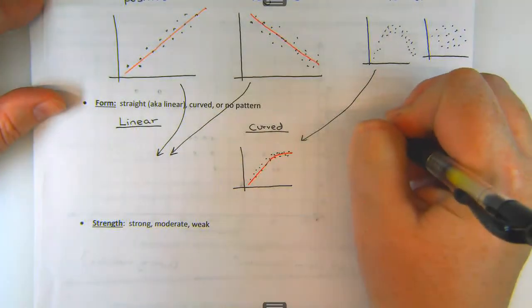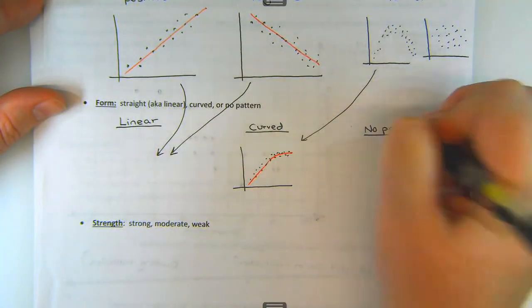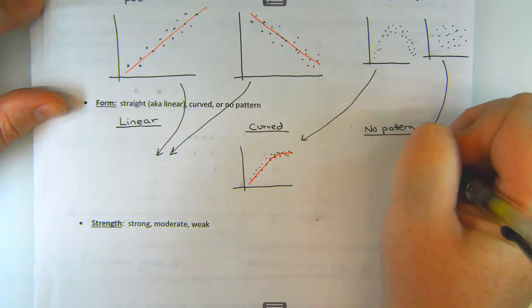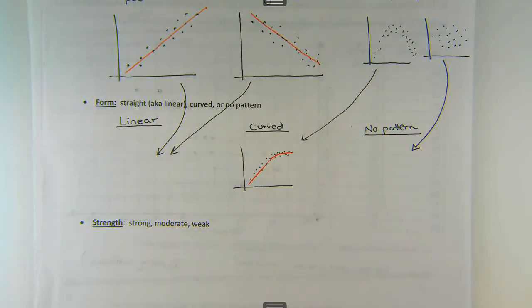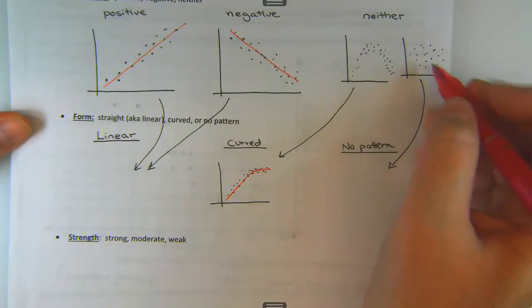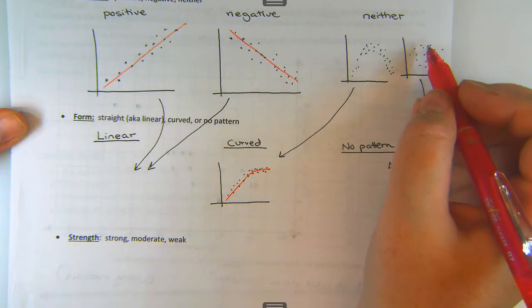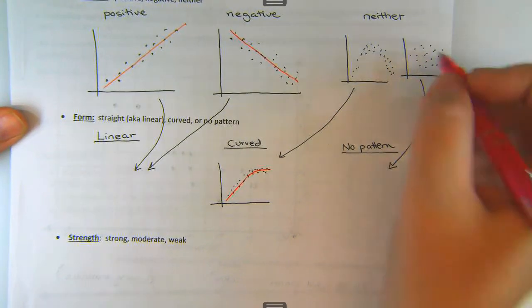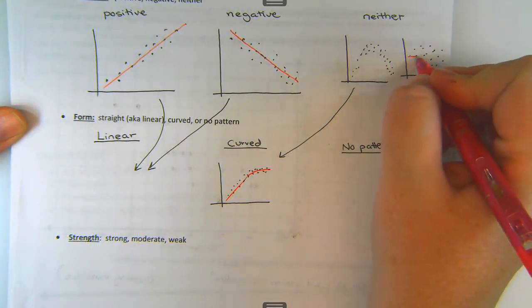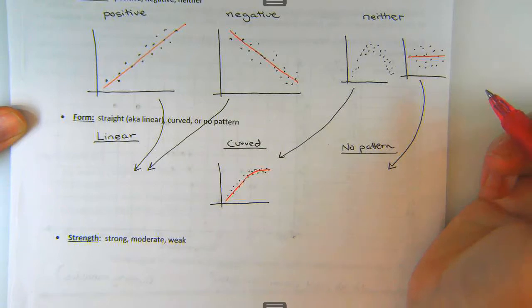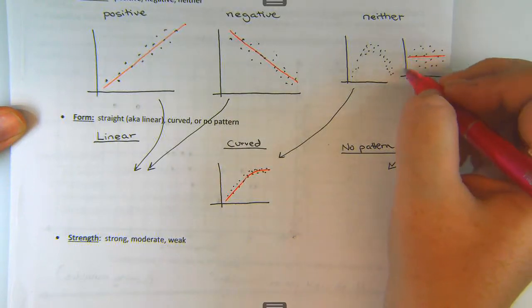And then for no pattern, that is what we see right here. That's where we get that blob of data, where there's just no real trend. Something that happens with the data that doesn't have a pattern, if we try to graph a line, what technology is going to do is it's going to send a line horizontally through the data. Because it's the idea of an average.